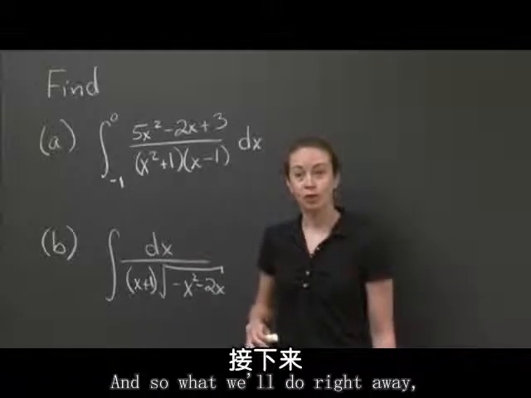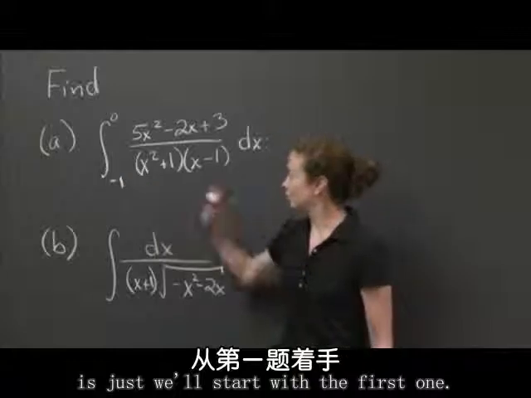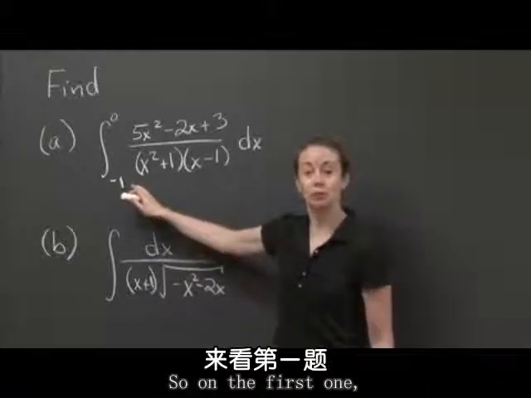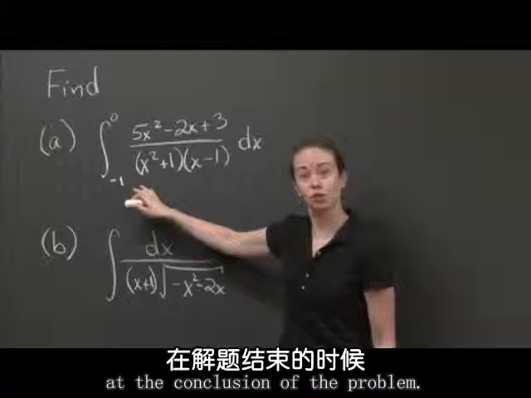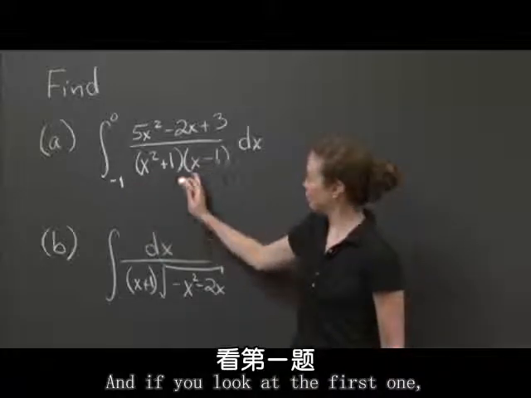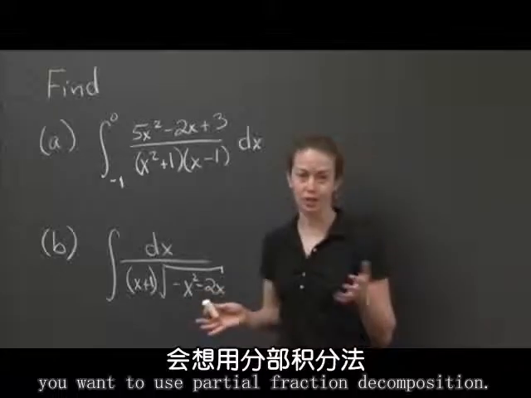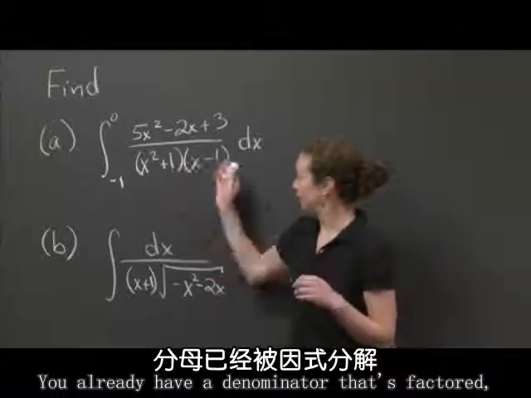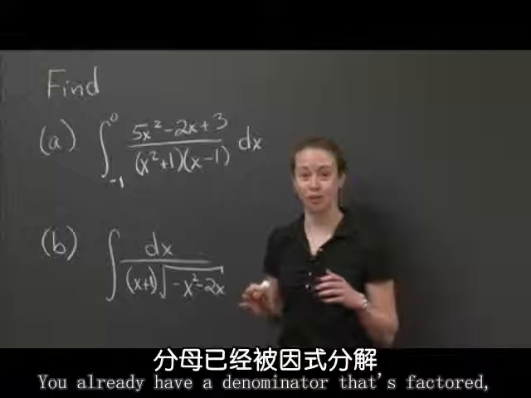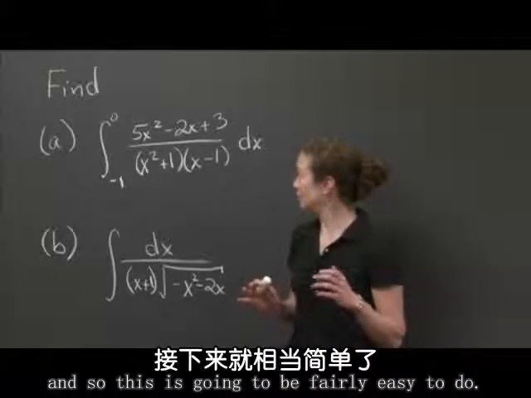And so what we'll do right away is we'll start with the first one. In the first one, we should be able to get an actual numerical value at the conclusion of the problem. And if you look at the first one, it's probably pretty obvious you want to use partial fraction decomposition. You already have a denominator that's factored, and so this is going to be fairly easy to do.